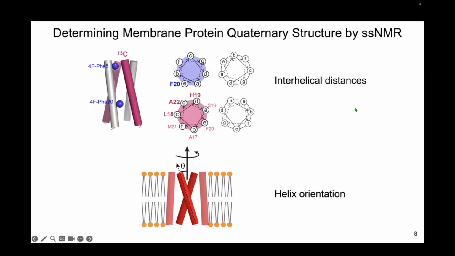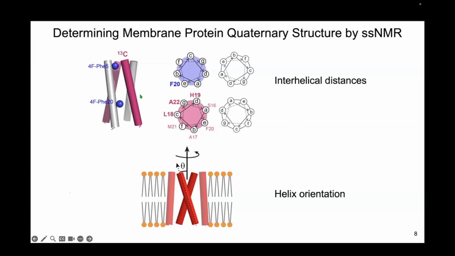Now, backbone conformation and the monomer conformation is not enough to determine the full quaternary structure of this kind of helical bundle. To really sort out the entire structure, you need to know interhelical distances, and you also would like to know the helix orientation in the lipid bilayer. With solid-state NMR, we can determine both. And I want to first show you our strategy for measuring interhelical distances.